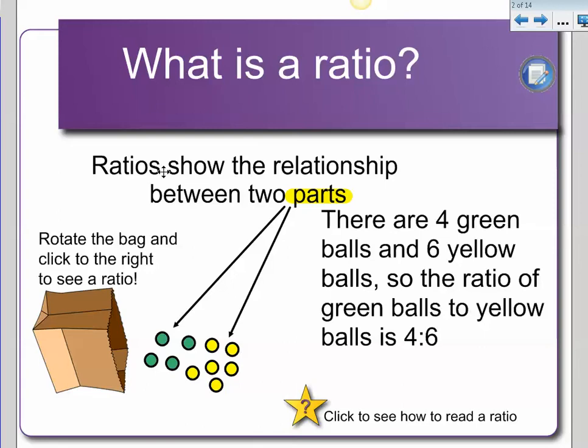So again, since I said the word green first, I'm going to put the number that were green in the front part, and then yellow is my second part, so I would put the 6 second. If you notice, I have a colon there in the middle. That's what those 2 dots are. So this is what a ratio is going to look like. It's comparing the number of green to the number of yellow.